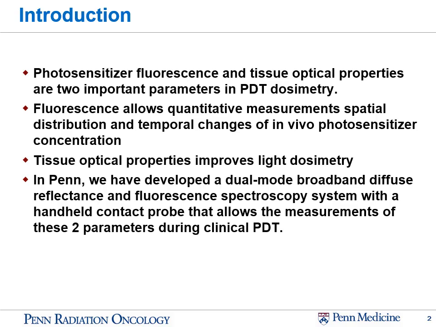The second parameter, tissue optical properties, helps improve light dosimetry and guide light delivery. Information about the spatial heterogeneity as well as the changes of tissue optical properties during PDT are important and need to be accounted for to improve the accuracy of photosensitizer concentration quantification.